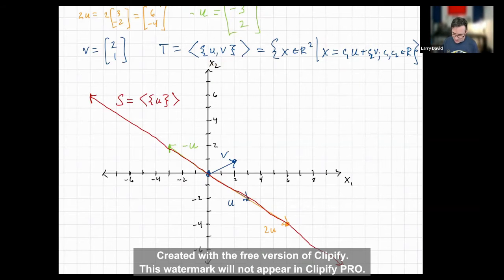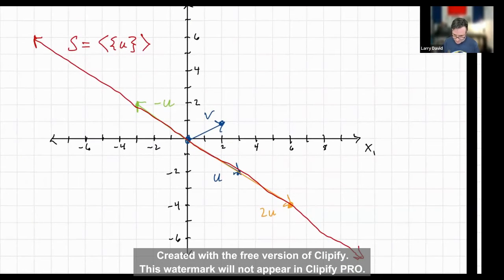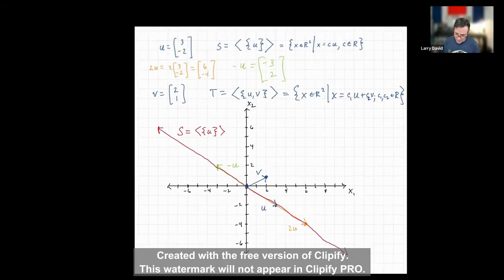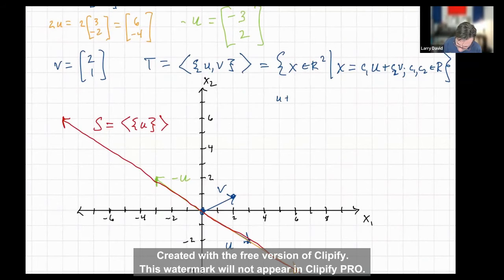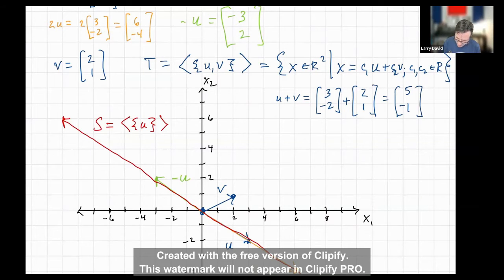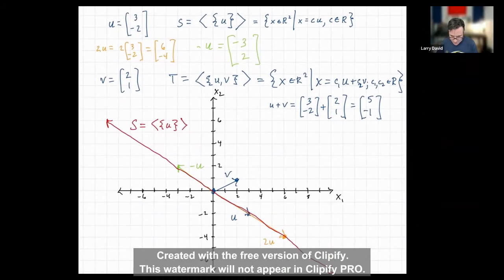Well, let's just pick something really simple like 1 and 1 for C1 and C2. So u plus v, where is that? Well, the parallelogram rule tells us how to add together vectors geometrically in R2. And we could also do it algebraically. So if we just did u plus v, we'd have 3 minus 2 is 1, and 5 minus 1 is what we should get.